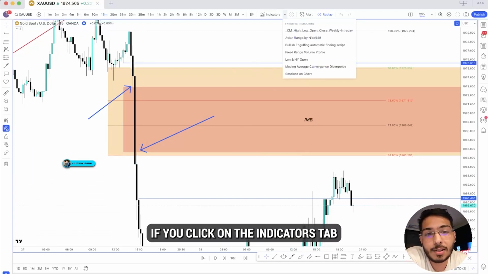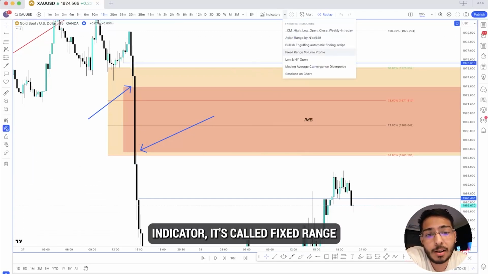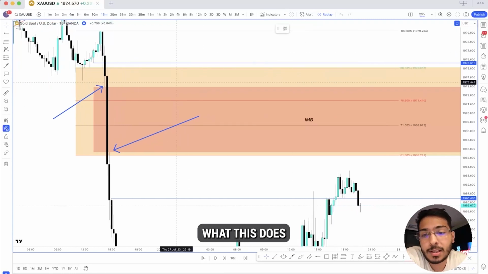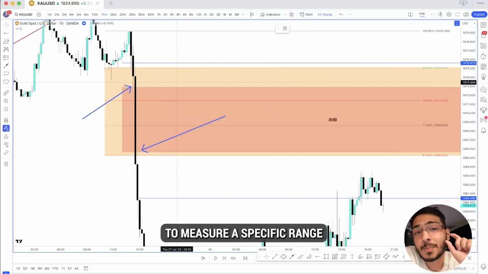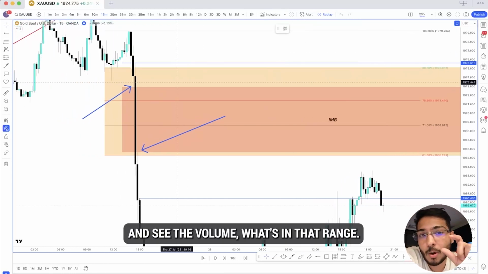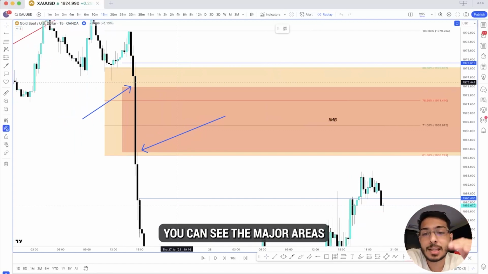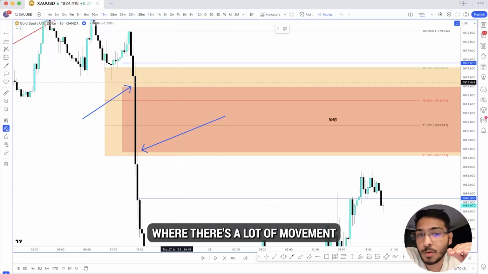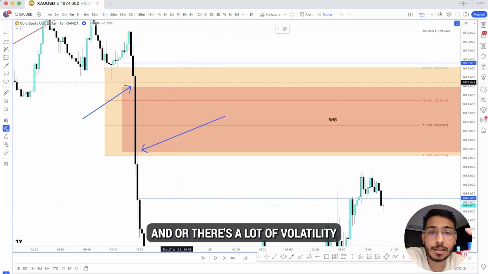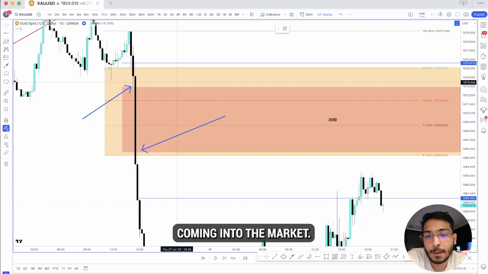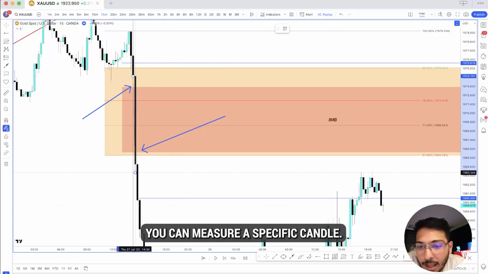If you click on the indicators tab and search up an indicator, it's called fixed range volume profile. What this does is it allows you to measure a specific range and see the volume within that range. If you use any volume profiling tools, you can see the major areas where there's a lot of movement and a lot of volatility or a lot of volume coming into the market. With this tool, you can measure a specific candle.